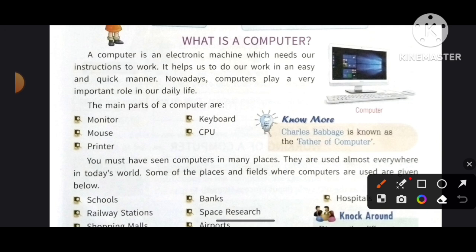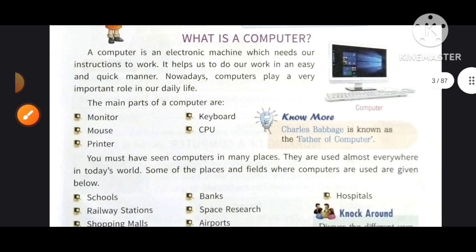Okay, at the beginning a computer was very large in size, just like our room. We could not operate it alone. Day by day, with improvements, they made our computer very small. So you must have seen computers in many places, almost everywhere in today's world. Wherever we go for our trip or for our vacations, we can see computers everywhere. So in which places do we use computers? Where do we use computers?